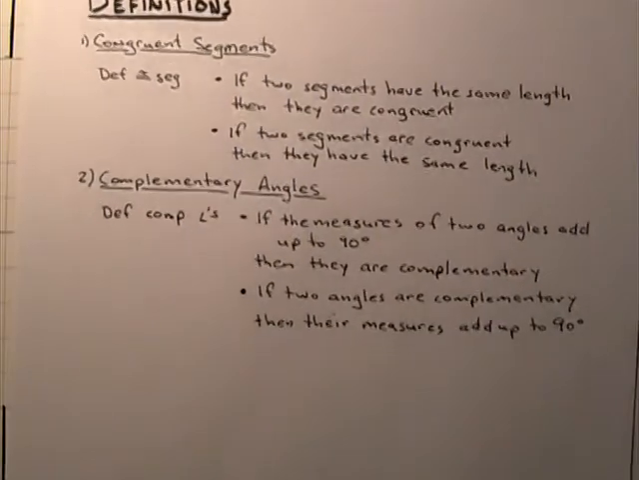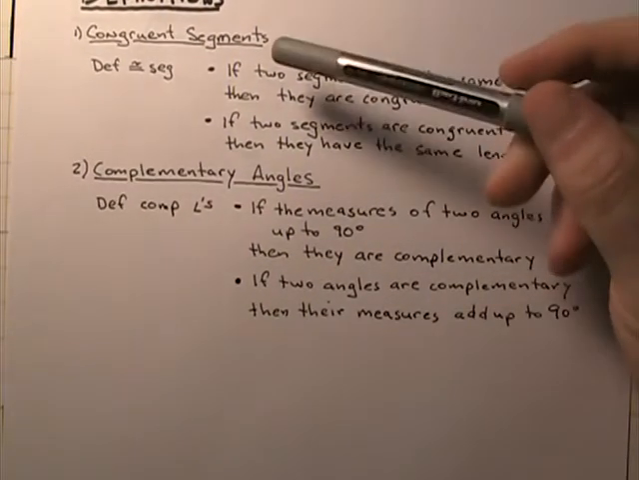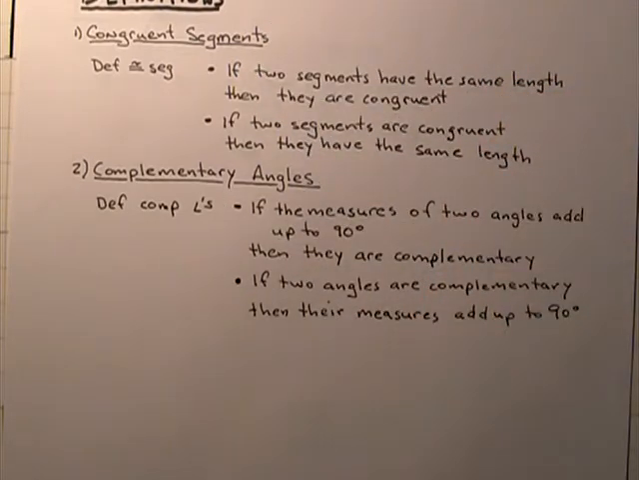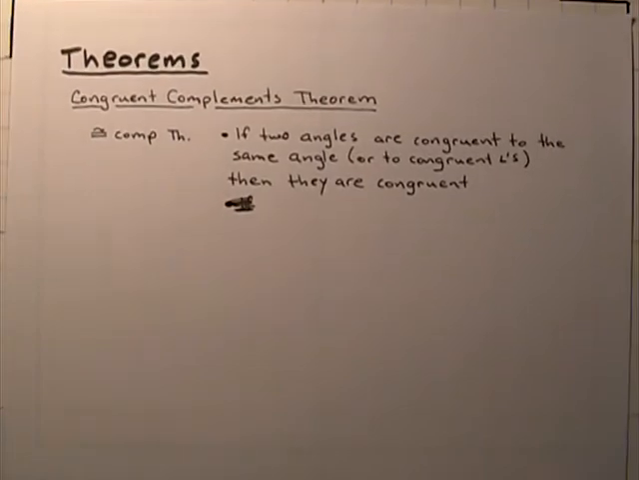I've also got here the definition for complementary angles. And basically what I'd have you do is just go through and list, I think there's about 12 or 13 that we've done so far. I would list every one of those. Of course, I'd have a page also for postulates and a page for theorems.